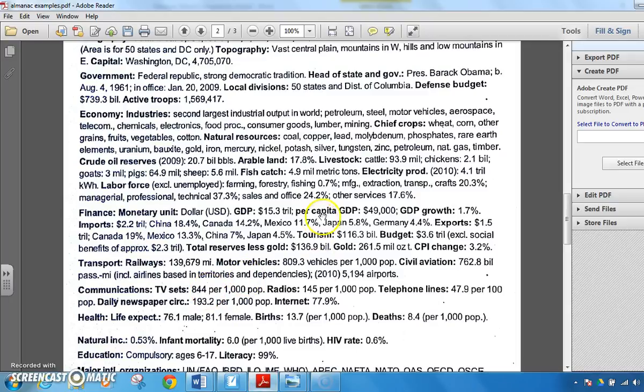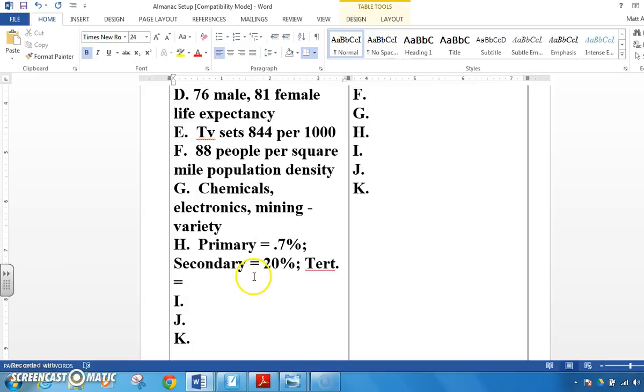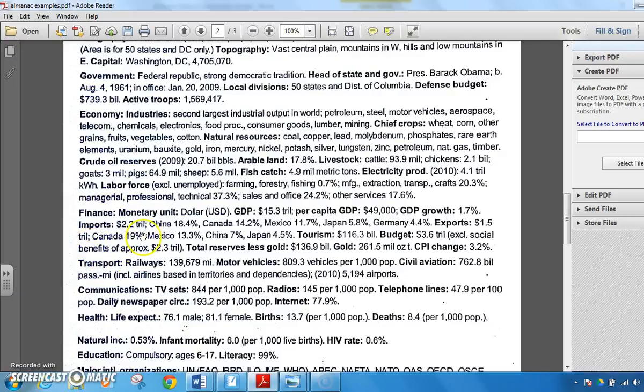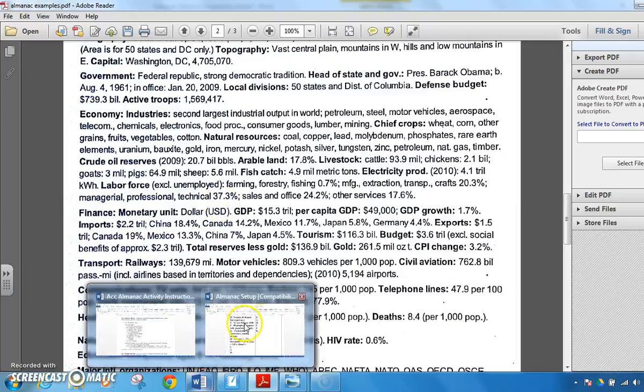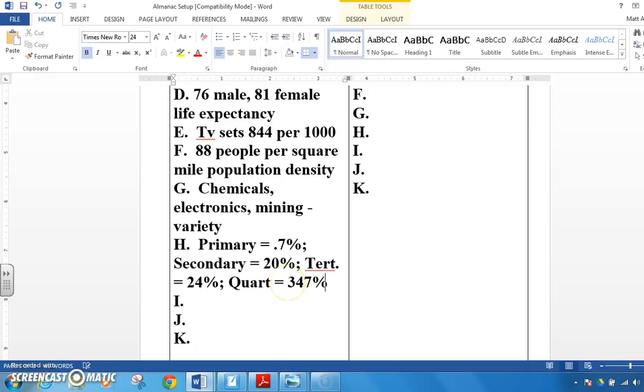So we're going to go here, and we're going to look at sales and office, about 24%. Wow, all right. 24% of the population is there, so 24%. And the last one is quaternary industries. That's our managerial roles. And if I'm looking at this already with our quaternary industries that are here, quaternary, managerial, professionals, technical, 37%. Ooh-wee, that's some bucks there. So 37%. There we go.